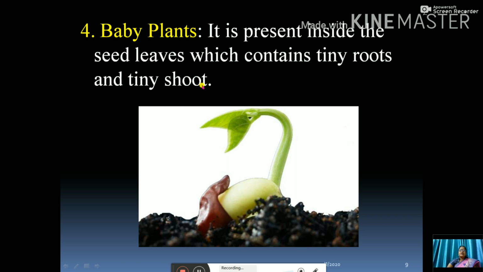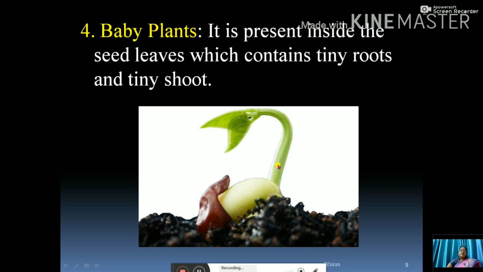Just as I discussed in the picture, that is the structure of a seed: the radicle was there, which develops to form roots, and the plumule was there, which develops to form the shoot. So see this seed, how it is growing into the seedling. These are the stem and this is the leaf. So this whole thing is the baby plant, and you can also say this is a seedling or young plant.